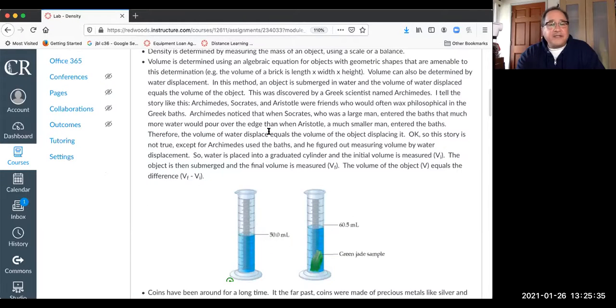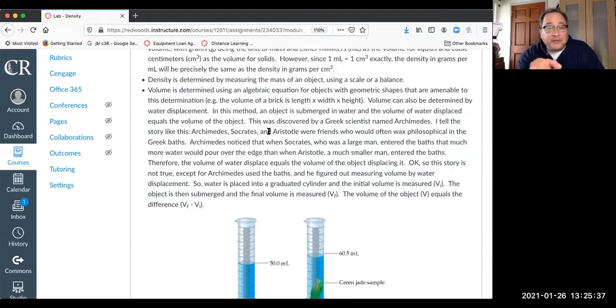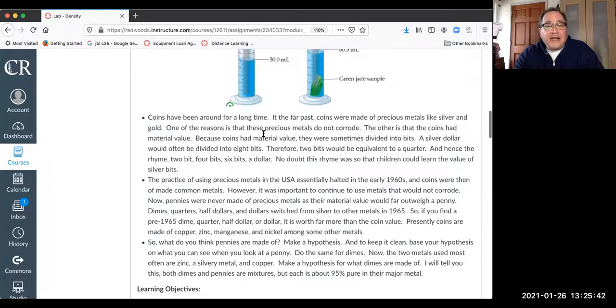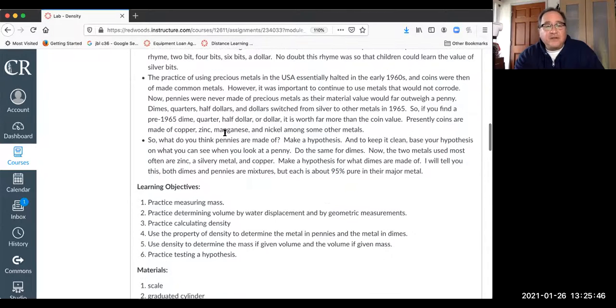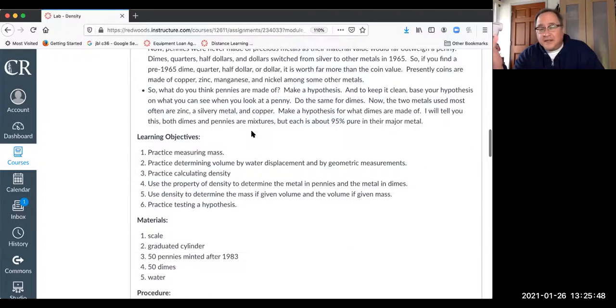Okay, so here I give you a little bit of background. And again, I'm not going to go into this, although I think there's a couple interesting stories in here. The one about Archimedes and the other one about 2 bits. So you may have heard of the term 2 bits, that'll cost you 2 bits. That means a quarter. And this gives you the reason why 2 bits is a quarter.